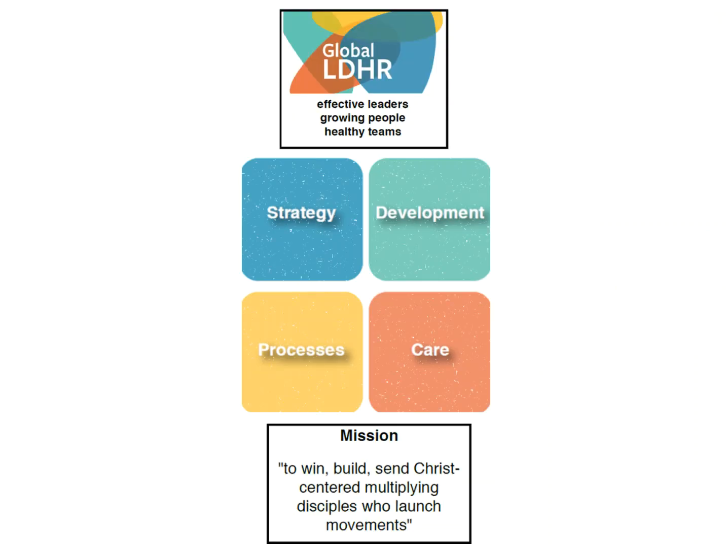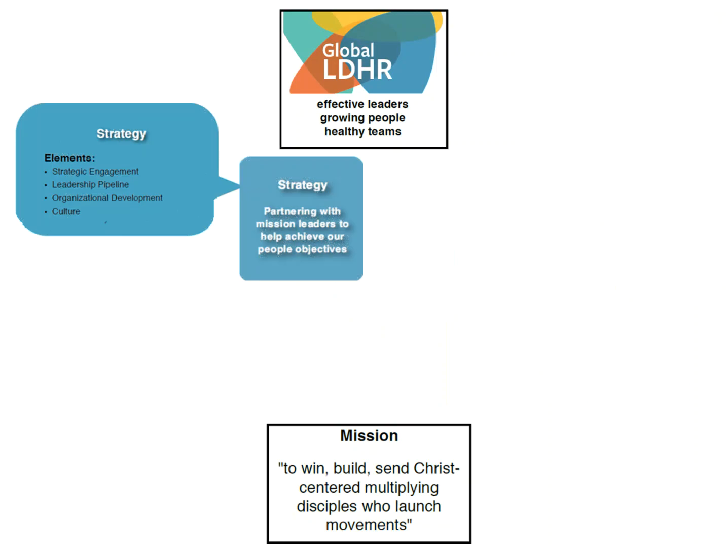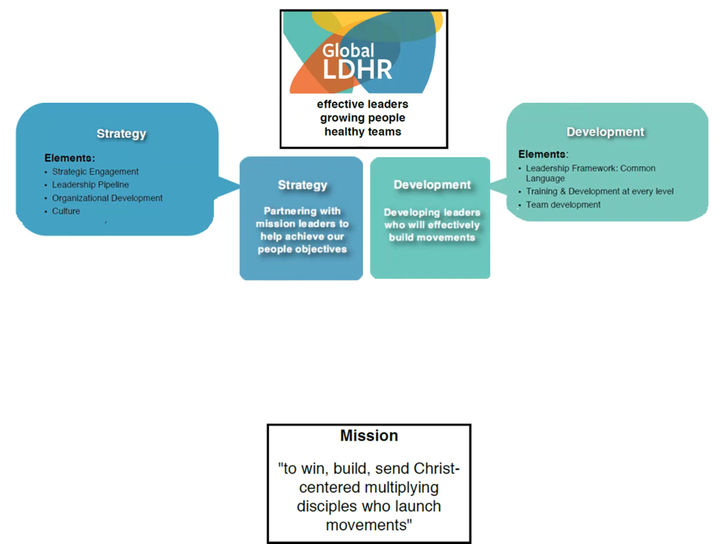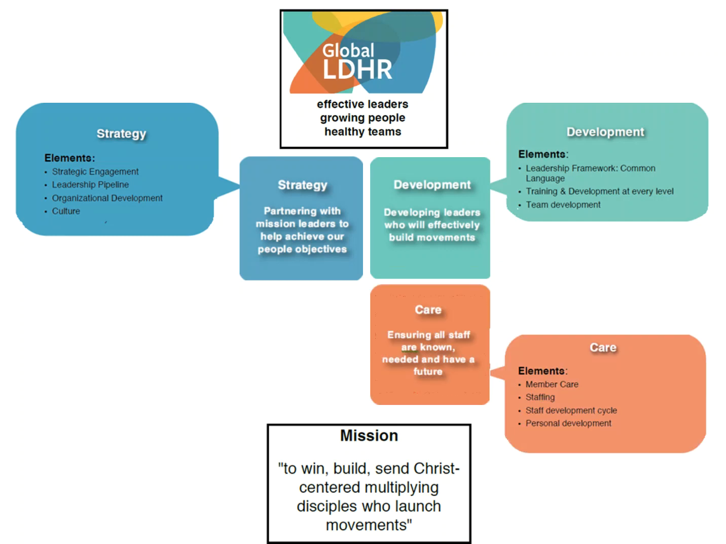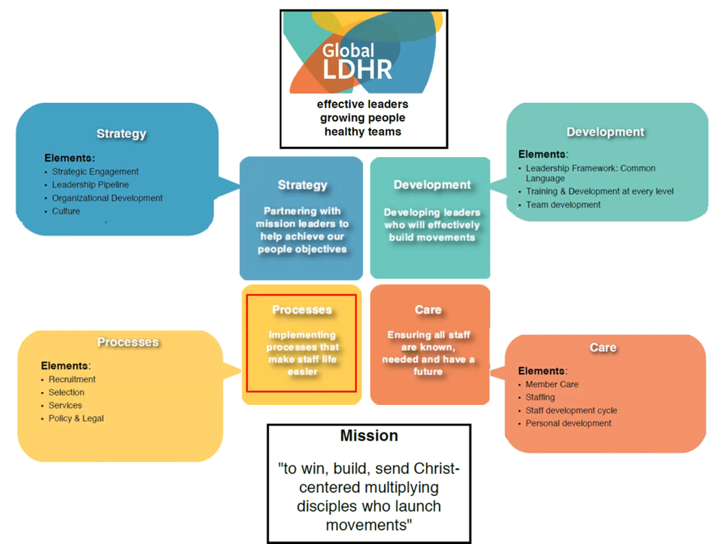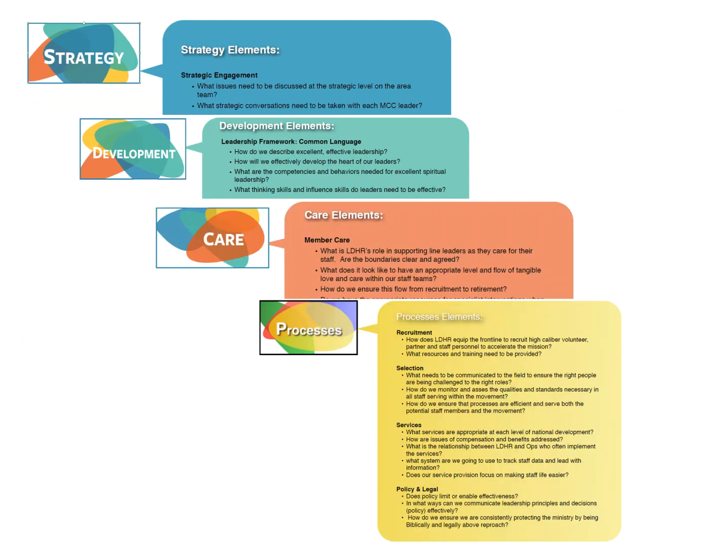To do that, we focus on 4 specific quadrants. Strategy, with the desired outcome of partnering with mission leaders to help achieve our people objectives. Development, with the desired outcome of developing leaders who will effectively build movements. Care seeks to ensure that all staff are known, needed, and have a future. And finally, processes, with the outcome of implementing processes that help make staff life easier rather than burdening people down. In the document, you can find more details about the elements of each quadrant.